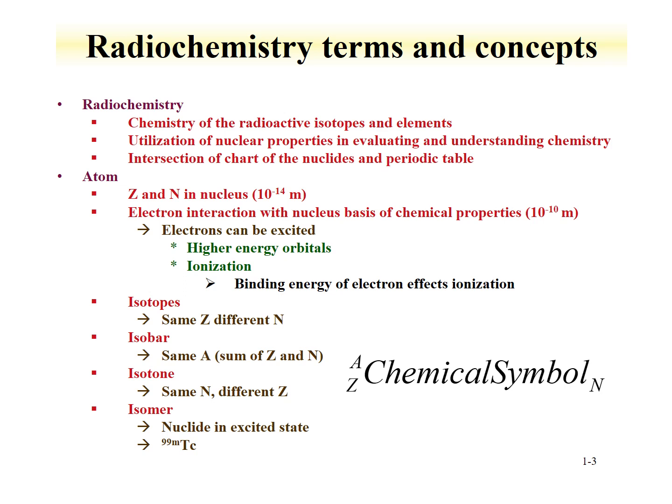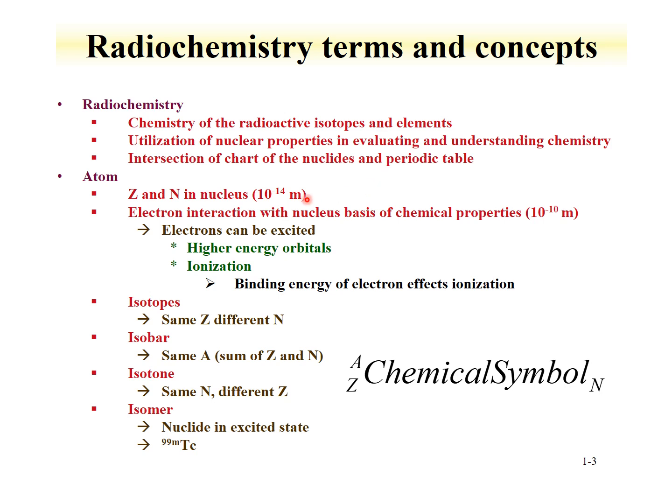So we should start by discussing the definition of radiochemistry. There's a few different definitions people use. One could be the chemistry of radioactive isotopes and elements, utilization of nuclear properties in evaluating and understanding chemistry, and one that I like is the intersection of the chart of the nuclides and the periodic table. I prefer this one because it shows that the chart of the nuclides are nuclear properties, periodic table of chemical properties, and as a radiochemist you transition back and forth between nuclear properties and chemical properties.